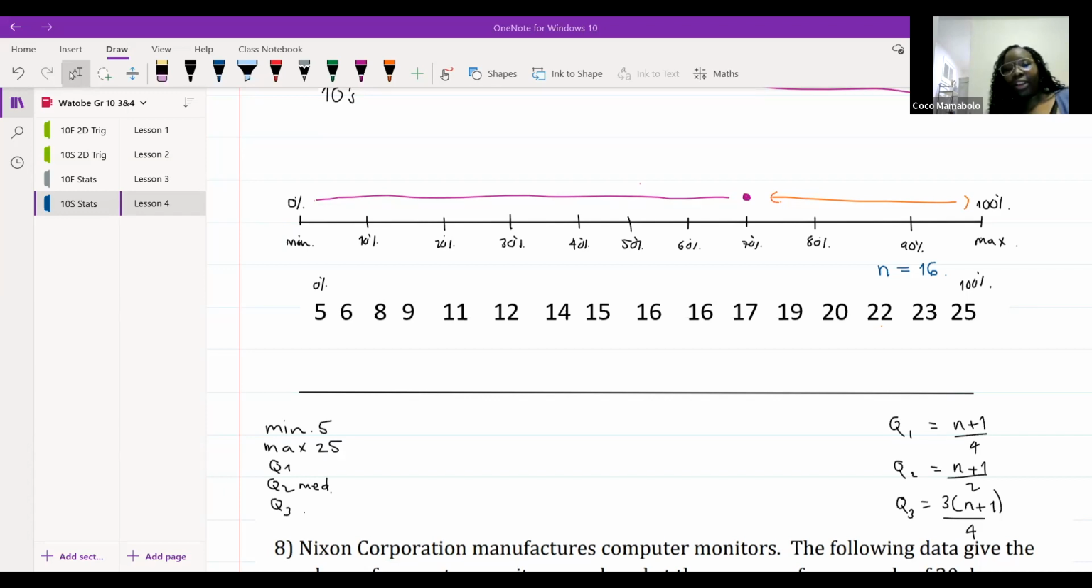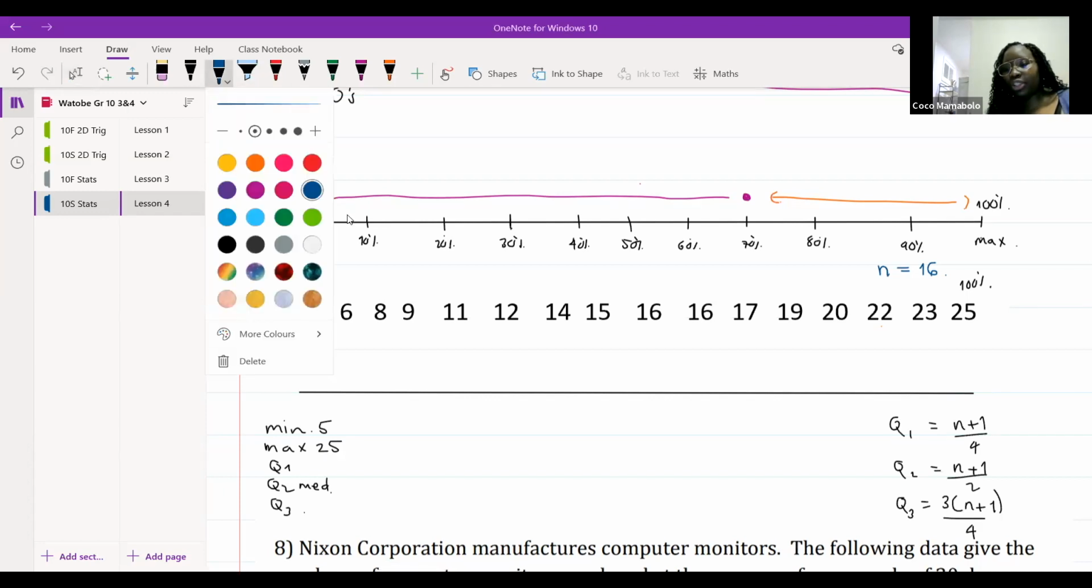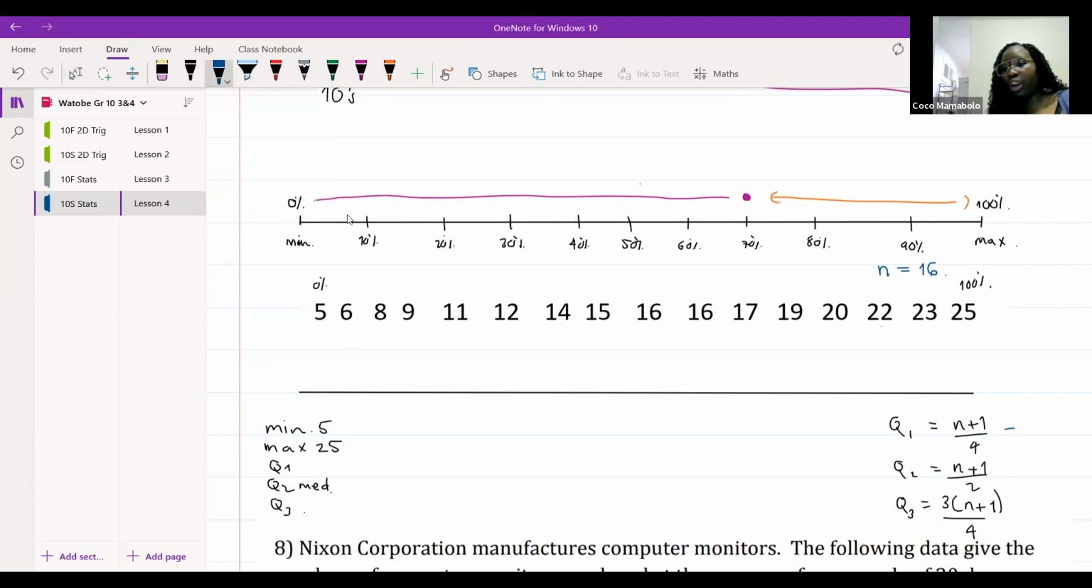Okay. All right. So the position of Q1, oh, sorry, of my Q2, of my median is 8,5. So go look for the number in between the 8th and the 9th value. And then the position of Q1 is going to be 4,25. So in between the 4th and the 5th number. And the position of Q3 is going to be 12,75. So in between your 12th and your 13th number.